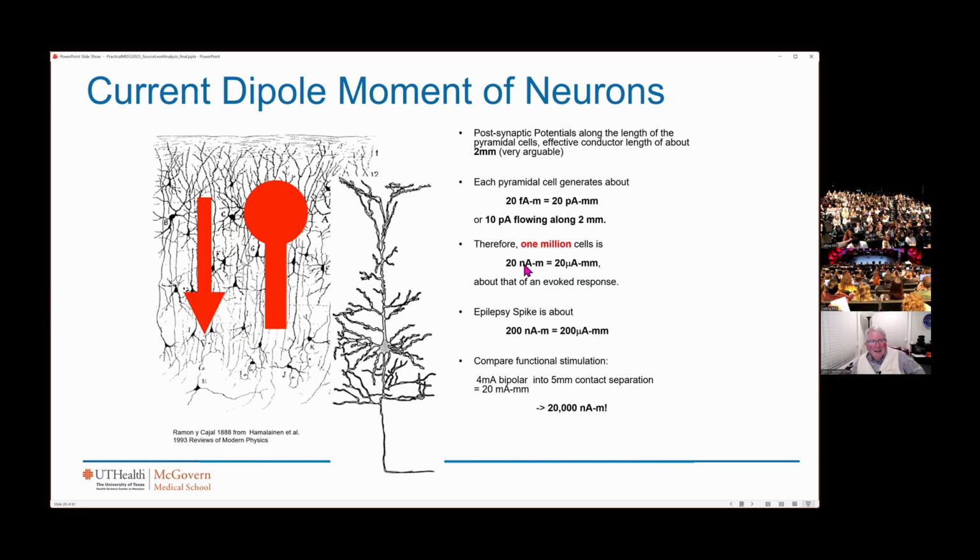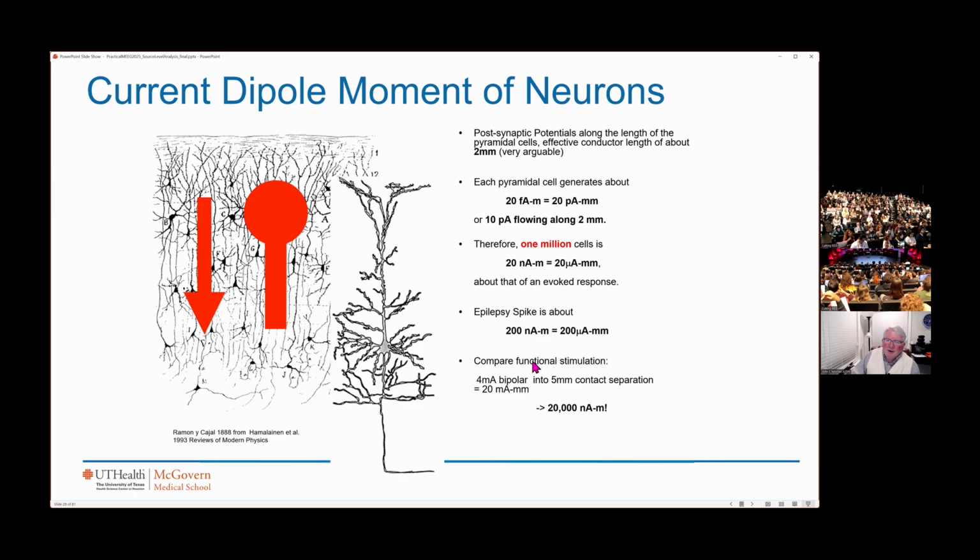But we're seeing nanoamps, so nano, pico, femto. It means we're looking at 1 million cells when we're looking at our 20 nanoamp meter, or rather 20 microamps flowing through 1 millimeter. So this is what set the stage even at that time to say it must be 1 million cells we're looking at. And epilepsy is just 10 times stronger, and for reasons, it's probably a much larger source. May also be because it's dysplastic cortex, so it creates something a bit more unusual than the normal cortex.